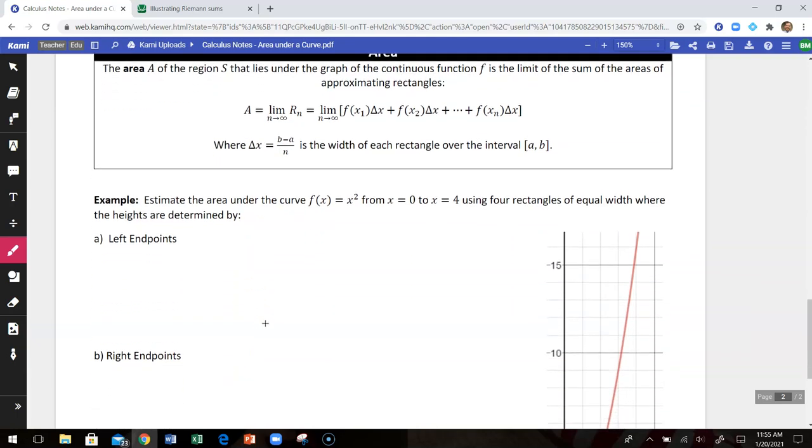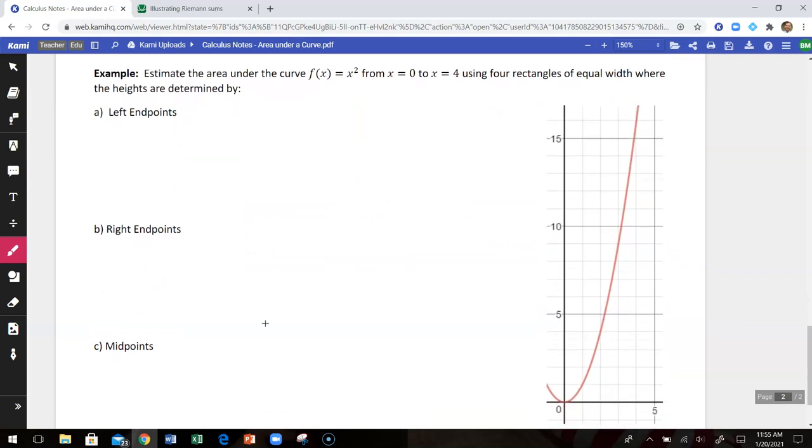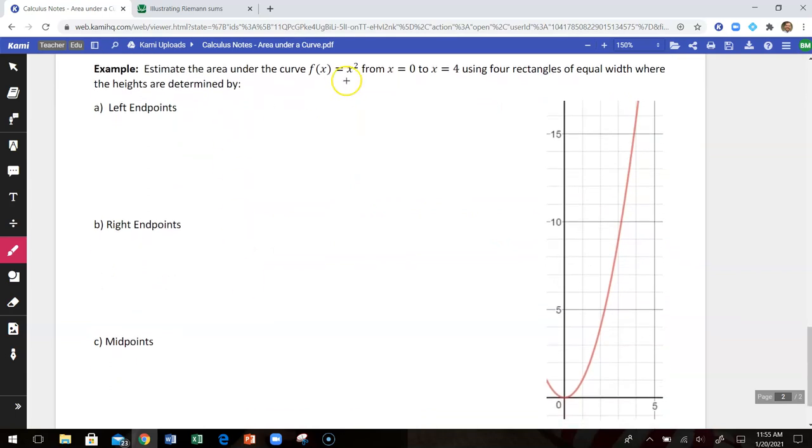Okay. So we're going to look at an example here where we have the curve f of x equals x squared. So I have that drawn here. I want to go from 0 to 4, and I want to use 4 rectangles.